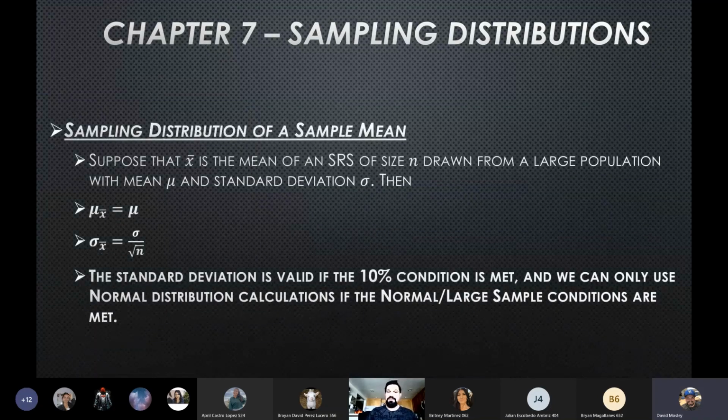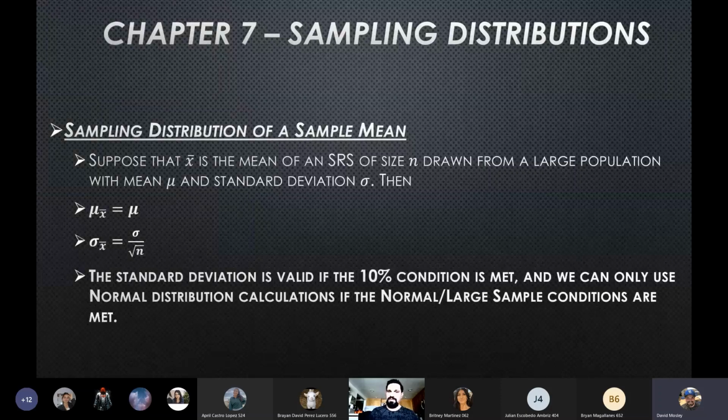We also have the sampling distribution of a sample mean. And in this case, we suppose that x bar is the mean of an SRS of size n drawn from a large population with mean mu and standard deviation sigma. So again, I know the mean and standard deviation of the population. Then the mean of the sampling distribution of the sample means is equal to mu. And the standard deviation of the sampling distribution of the sample mean is equal to sigma divided by the square root of n, or the sample size.